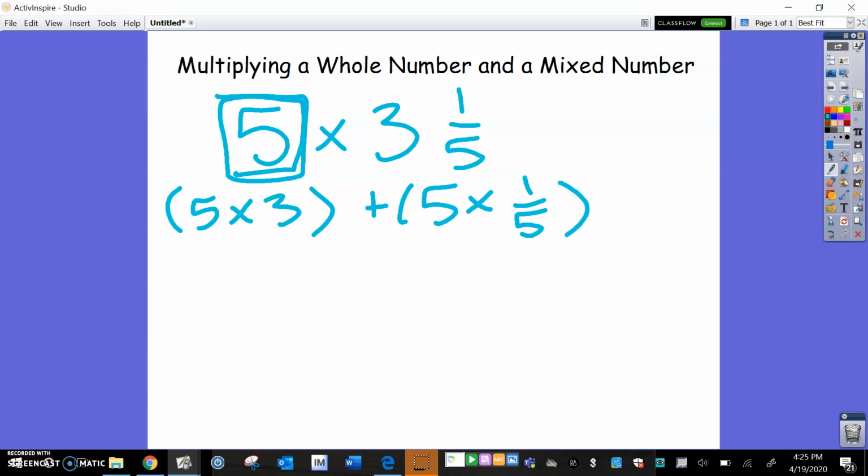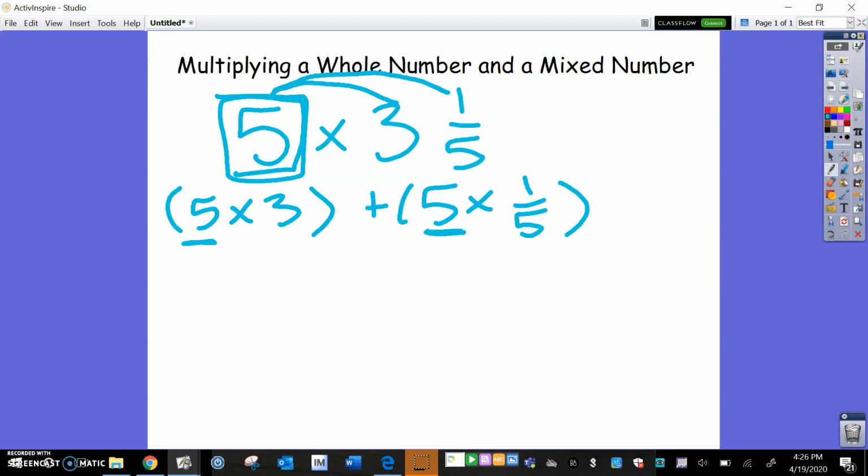I used the 5 twice. I used it here and I used it here. And the reason why I did that is because this is the distributive property. The distributive property gives some to this and it gives some to this. So we're using the distributive property here for this multiplication. So this kind of splits it up into two easier steps.